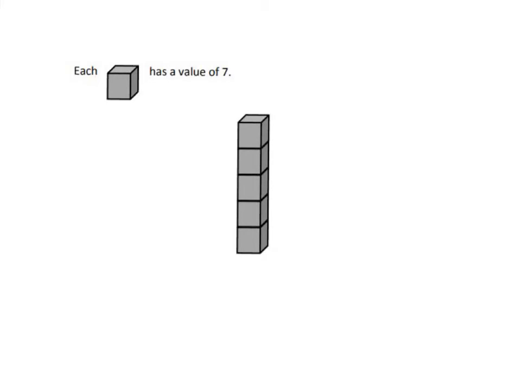Let's look at this first problem. The directions read that each block has a value of 7. That means this is 7, this is 7, this is 7, 7, 7. I can either add up all of these 7s or I can make a multiplication problem. There are 5 7s. 1, 2, 3, 4, 5. Since there are 5 7s, I can write the multiplication problem 5 times 7, or 5 groups of 7.